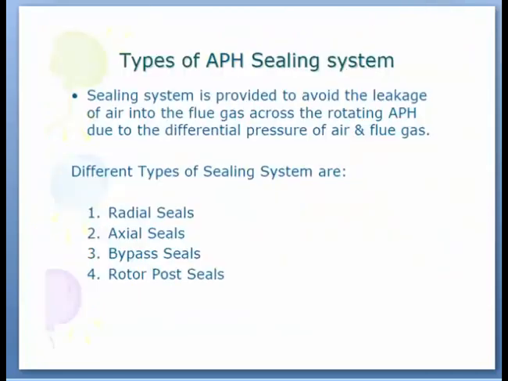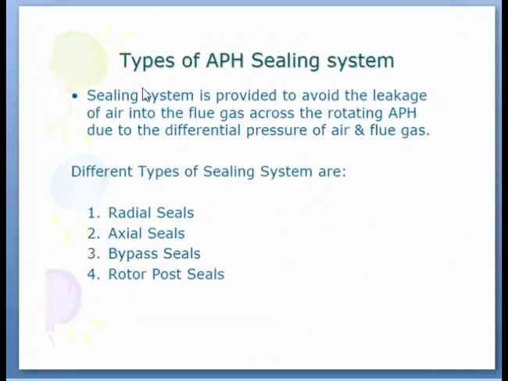I feel that before going to air preheater leakages, we should first see the APH sealing system. Then it will be better to understand how the leakage takes place and what the reasons for air preheater leakage are. So the purpose of the sealing system is to avoid leakage of air into the flue gas across the rotating air preheater due to the differential pressure of air and flue gas.